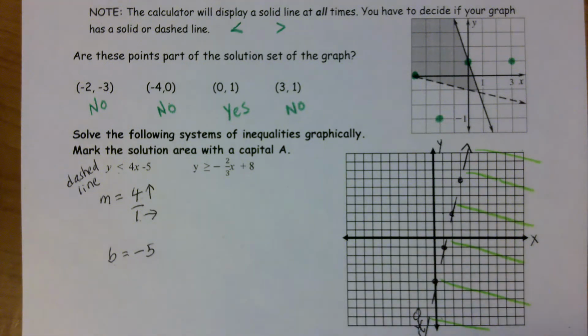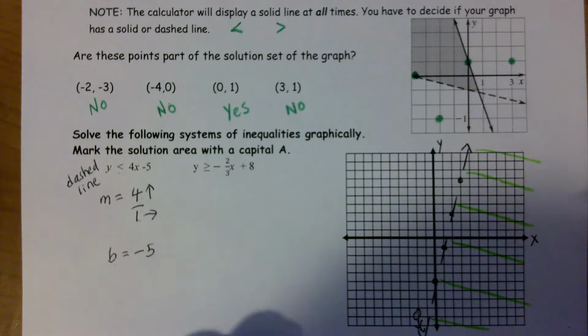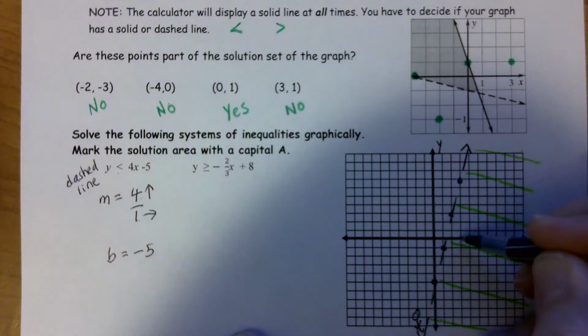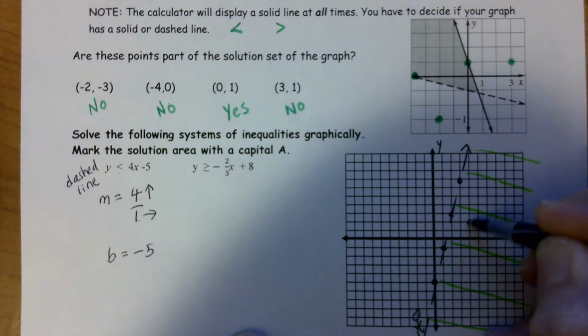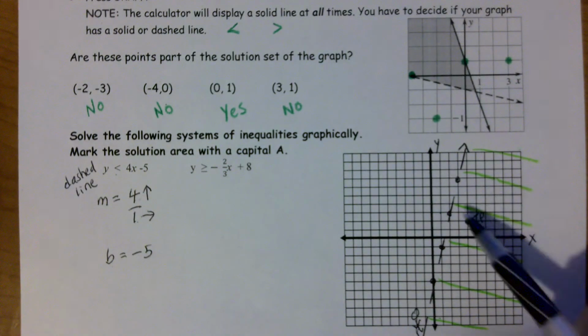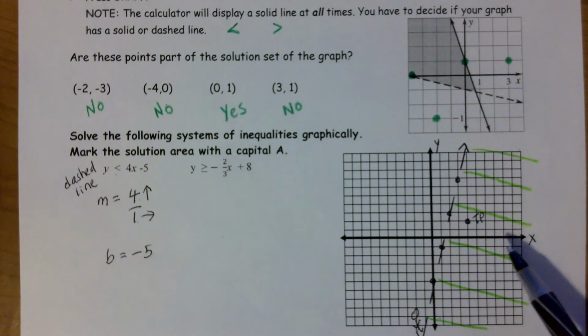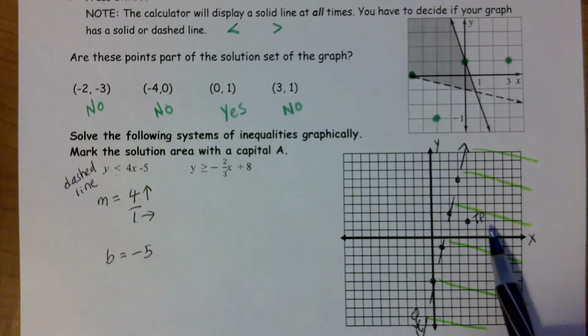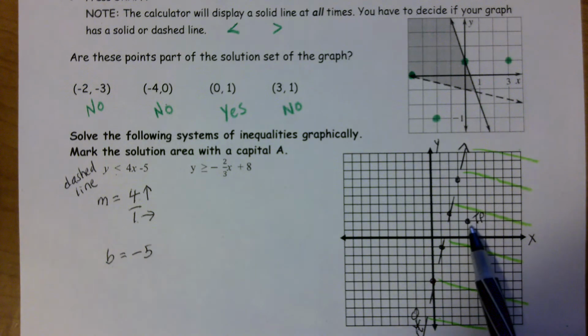Another way to check the shaded region is to pick a point, called a test point, and see if it works in your original inequality. So I'm going to pick 1, 2, 3, 4, 1, 2. This is my testing point. You don't want to pick a point that's on the boundary line. You like to pick a point that's in the region. Since this is where I think it should be shaded, I'm expecting my testing point to work in the inequality.